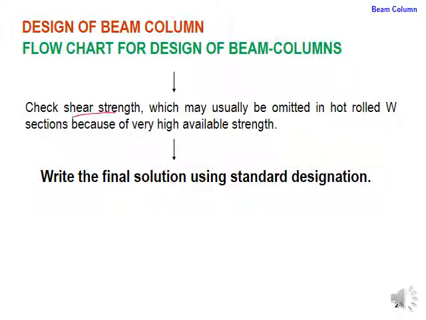Now you have to check the shear strength, but if it is a hot rolled W section, we are omitting this step because it already has very high shear strength available with hot rolled W sections. So for that particular case, you are not going to apply the shear check. Then you have to write the final solution using the standard designation, that is the W, the depth times weight.